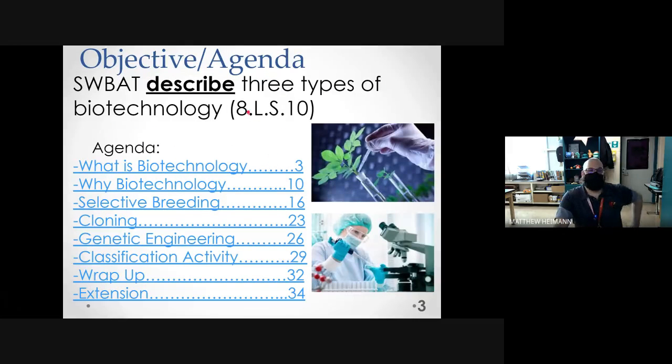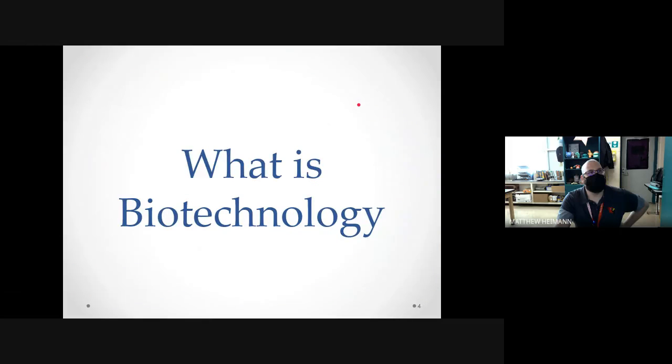So, objective and agenda. Students will be able to describe three types of biotechnology. Our agenda is what is biotechnology, why biotechnology, selective breeding, cloning, genetic engineering. There's a classification activity, a wrap up, and extension. So, hopefully, your computers start working soon. If not, that's okay. Anyway, what is biotechnology?